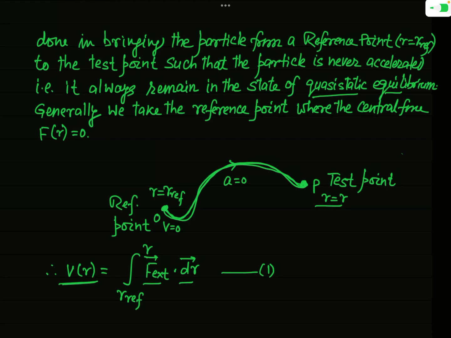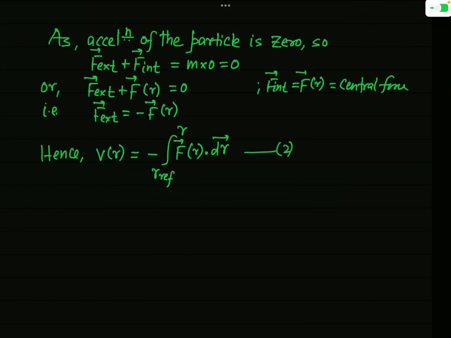Okay. Now, if we think about the particle moving in a central force field, then apart from the external force exerted by the external agency which is bringing this particle from the reference point to the test point, the internal force, that is the central force in which the particle is moving, is also acting on the particle. Here the central force acting on the particle will be called the internal force, or internal conservative force. As the acceleration of the particle is zero, the net force on it will be zero. And what will be the net force? Net force is F external plus F internal, which is equal to mass into acceleration, but acceleration is zero, so this is zero.